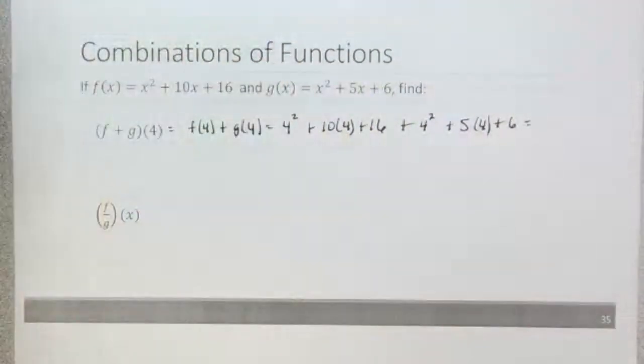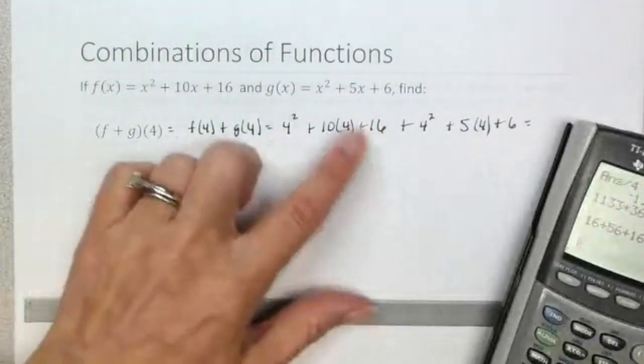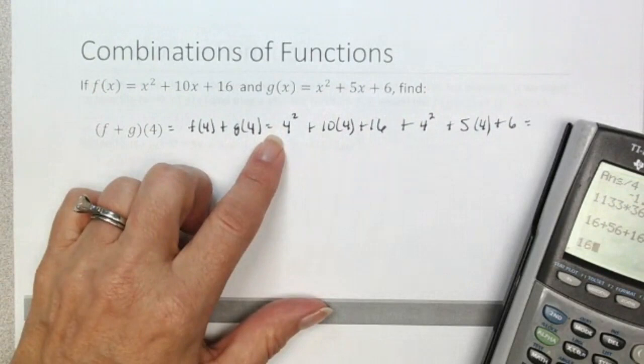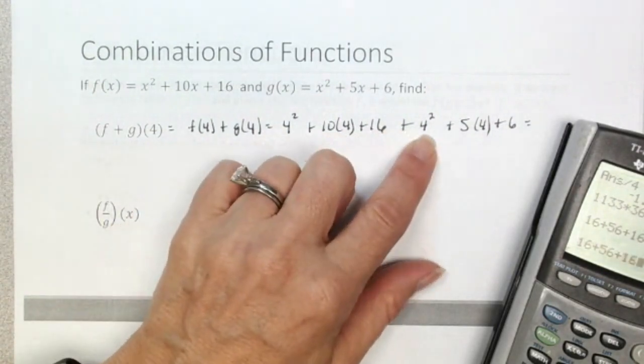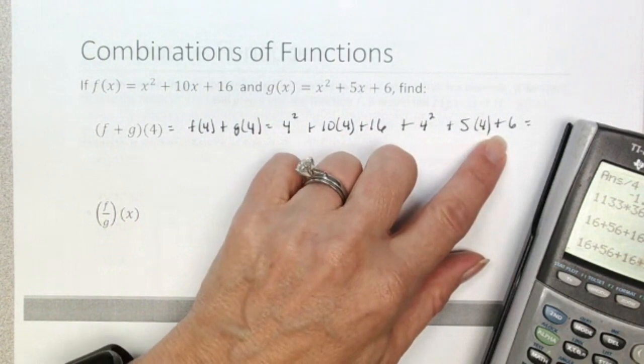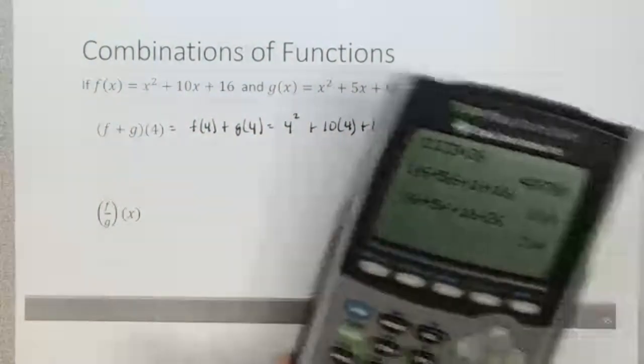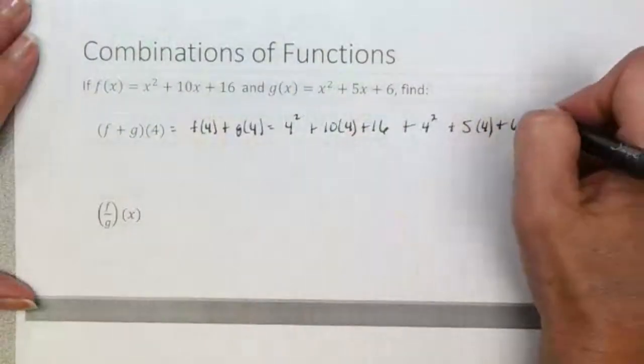Okay, if we add all that up, maybe I'll let my calculator help me. 16 plus 40 plus 6 is 56, plus 16 plus 26. Looks like that answer is 114.